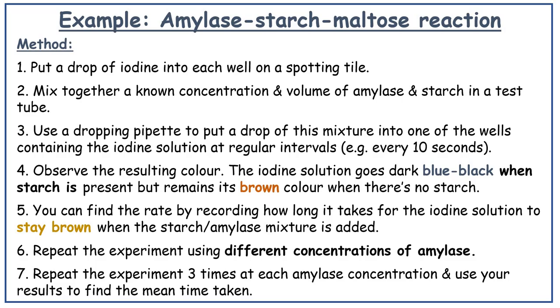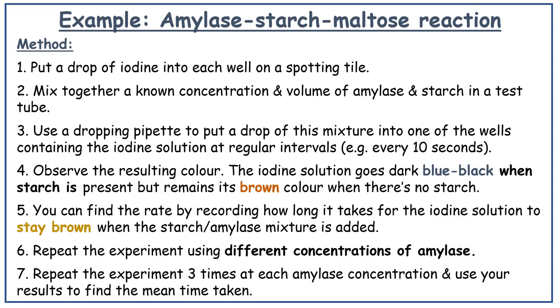So put a drop of iodine into each well on a spotting tile, mix together a known concentration and volume of amylase and starch in a test tube. Use a dropping pipette to put a drop of this mixture into one of the wells containing the iodine solution at regular intervals, e.g. every 10 seconds. Observe the resulting colour, and the iodine solution goes dark blue-black when starch is present, but it remains brown when there's no starch.